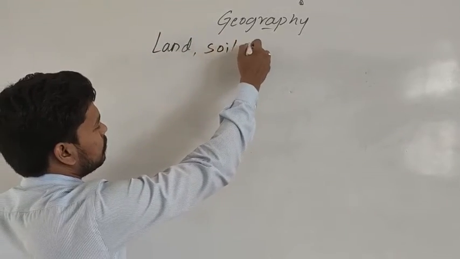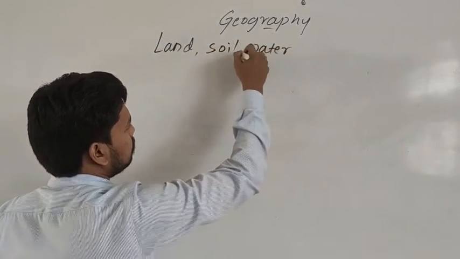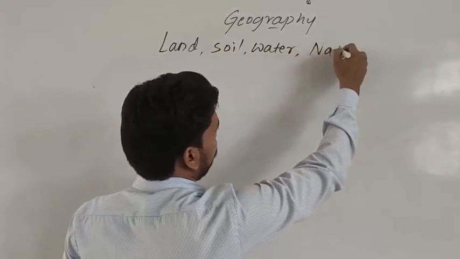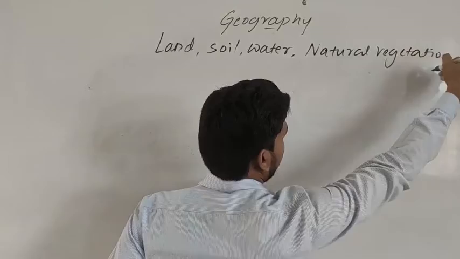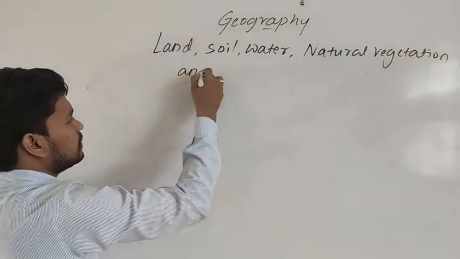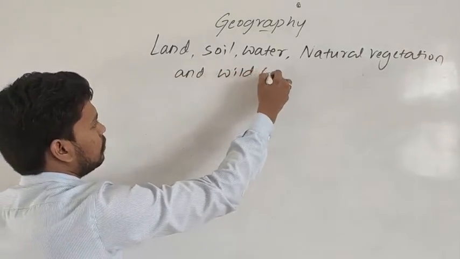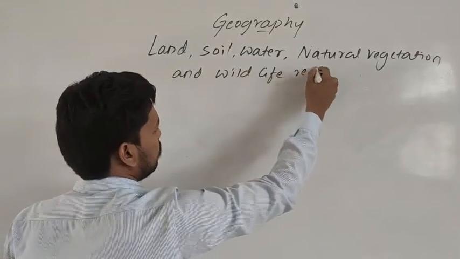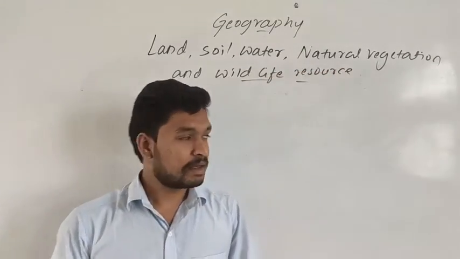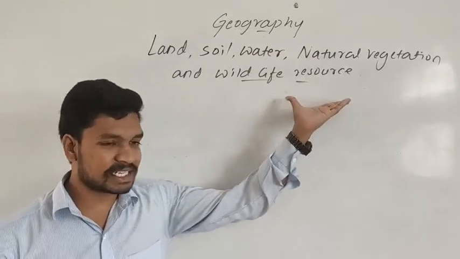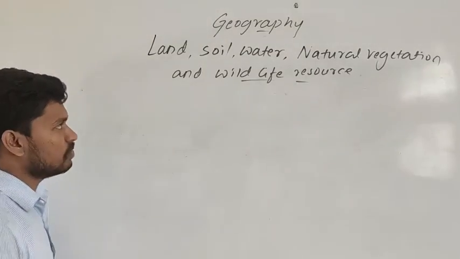So the name of the chapter is Land, Soil, Water, Natural Vegetation and Wildlife Resource. That is the name of the chapter we discuss, and we started with the first concept. One by one we will continue.